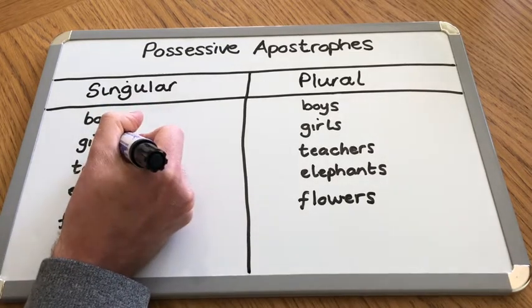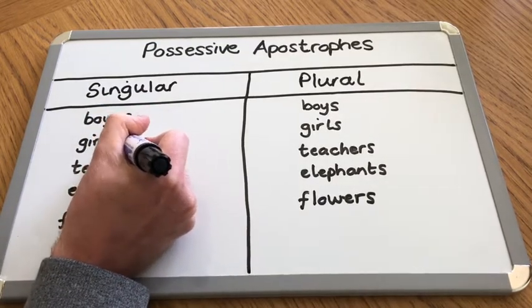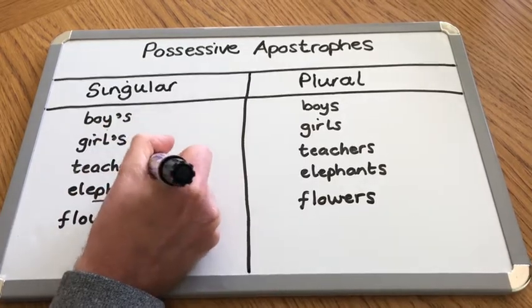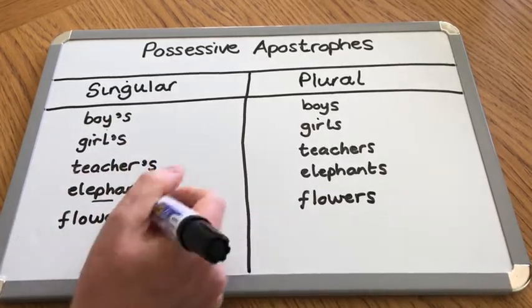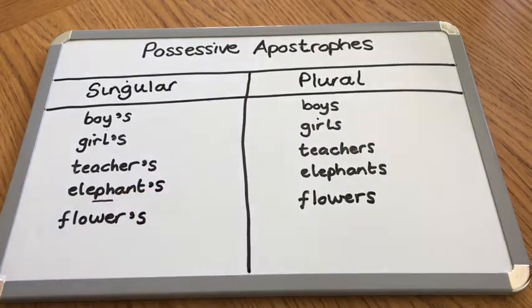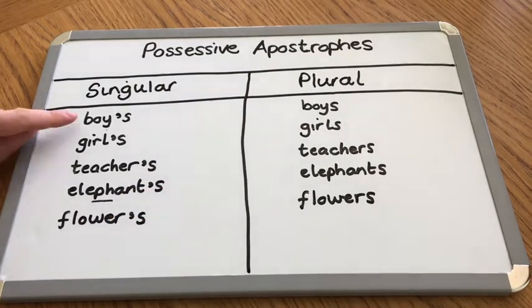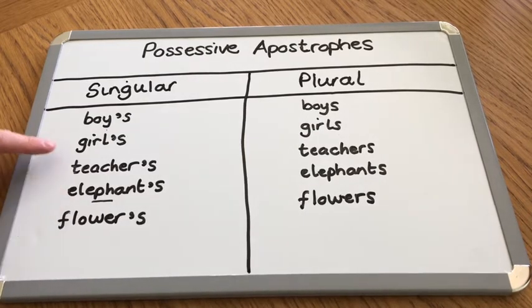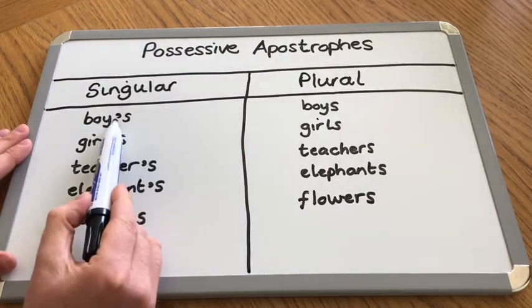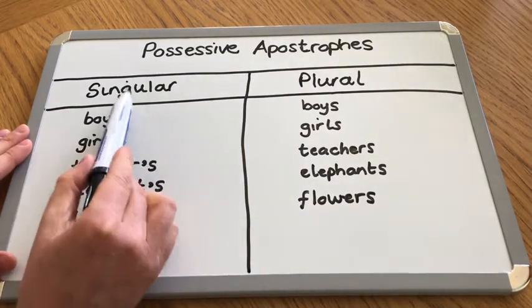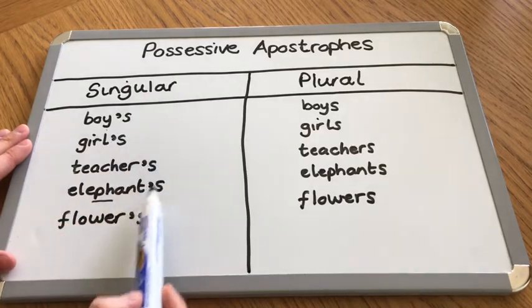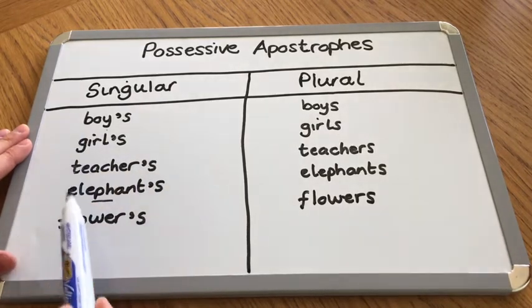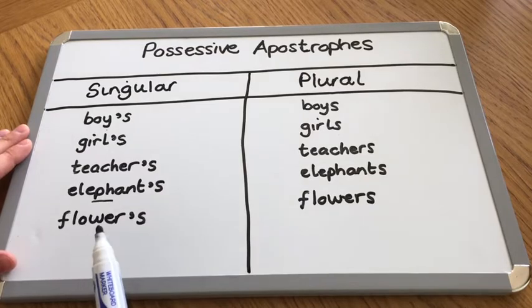If a girl owns something, it would be girl's, teacher's, elephant's, flower's. So now each of these is still one of those name types, still one teacher, still one flower, but now adding the possessive apostrophe, the rule for singular, it means that something belongs to each of these things. We don't know what that is yet because we would need to write a sentence.